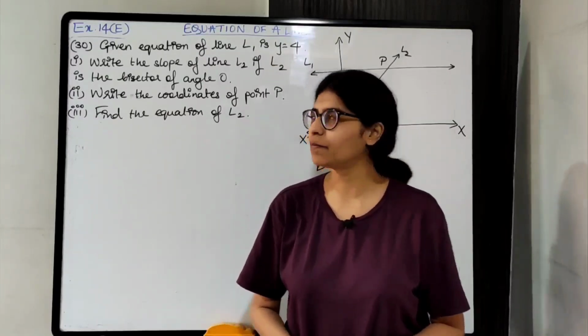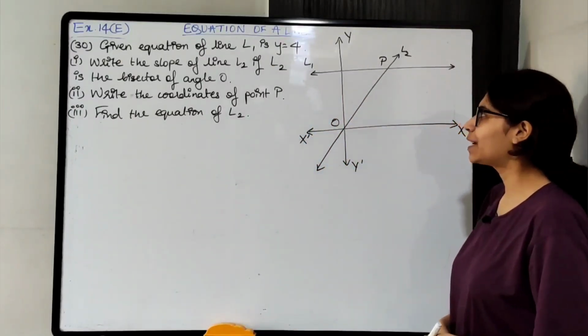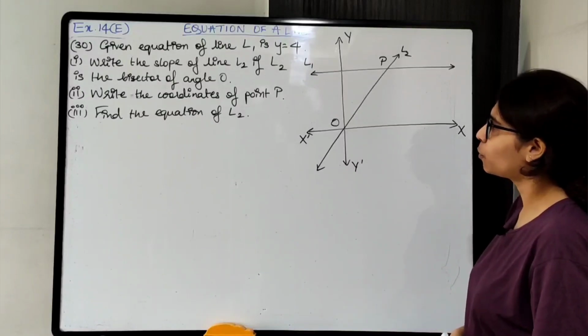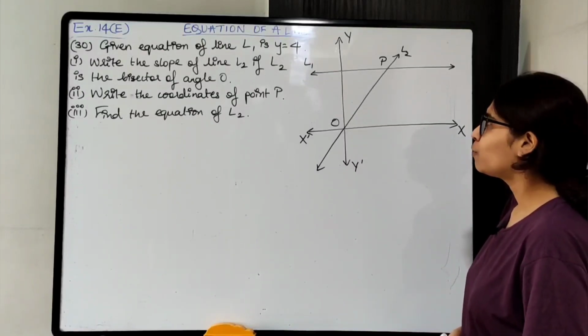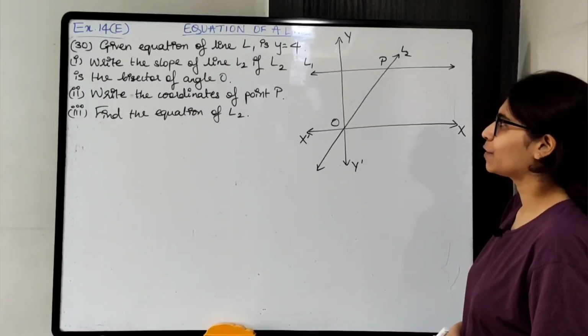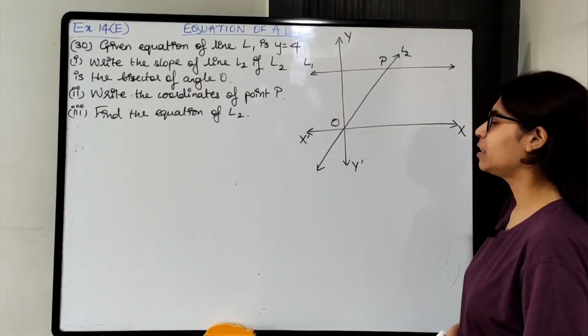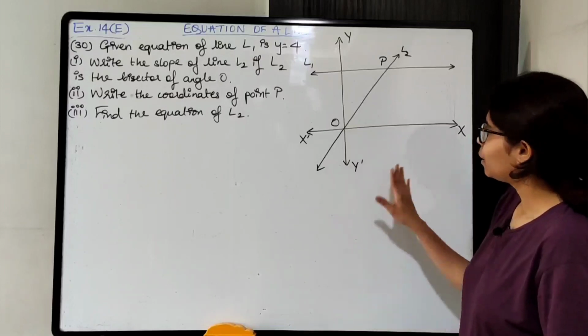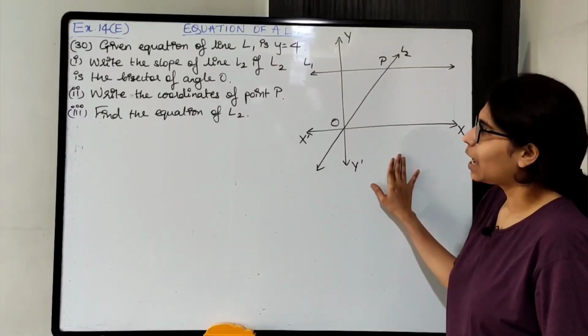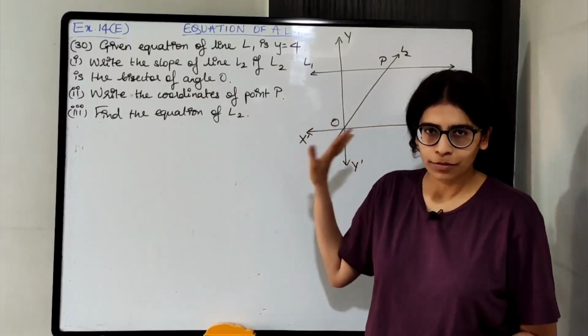Question number 30. Given equation of line L1 is y equals to 4. First part, write the slope of line L2 if L2 is the bisector of angle O. Second part, write the coordinates of point P. Third part, find the equation of L2. You are given the figure, and let's see what all information is given.